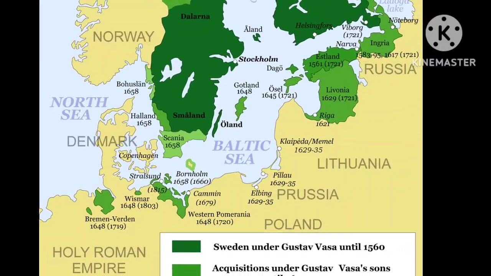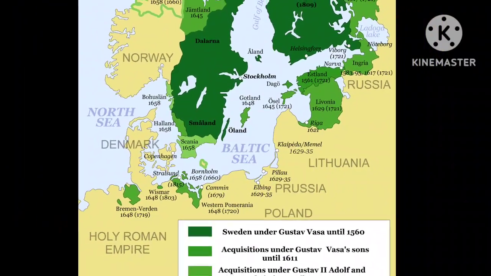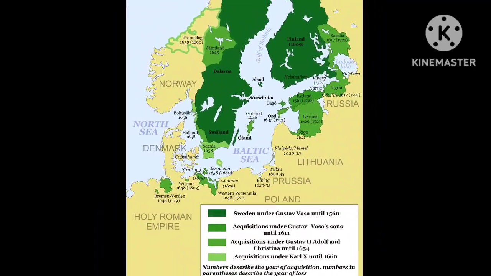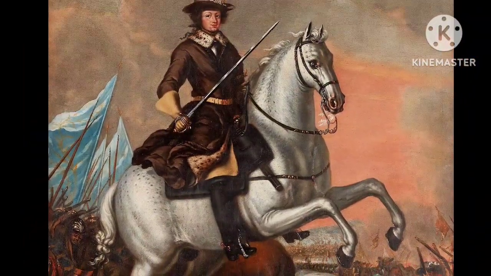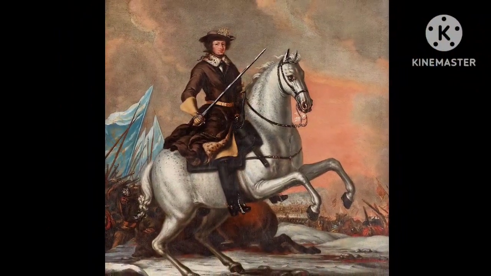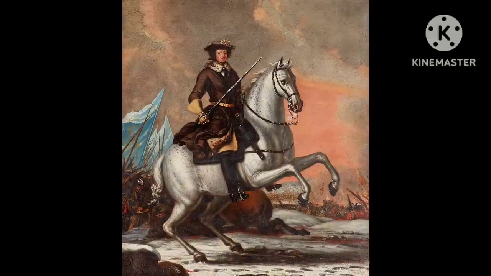The Scanian War, also known as the Second Northern War, was a conflict that occurred between 1675 and 1679 in Europe. It was fought between Denmark, Norway, Sweden, and their respective allies. The war was named after the province of Scania in southern Sweden, where many of the battles took place.